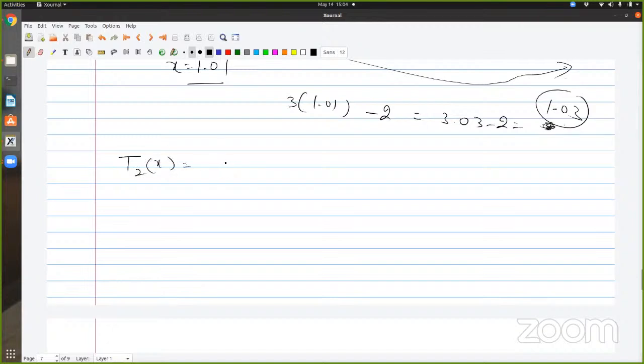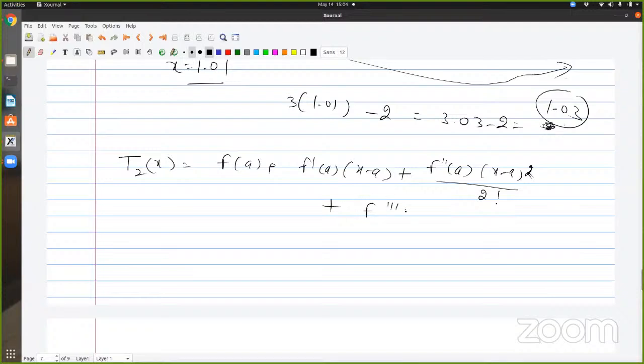f of a plus f dash of a into x minus a was your linear approximation, right? You stop there. But if you want to go further, you will add one more term, which means you will go for the second order derivative, the second order term, and then 2 factorial. If it is a cubic approximation, you will add one more term, which is the third order derivative, the third order term, and 3 factorial. Very simple. If it is the next order, fourth degree, you will add the next term; I hope the pattern is clear to you. So you should remember this. This might be handy.